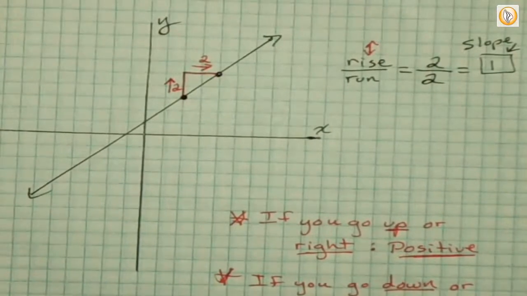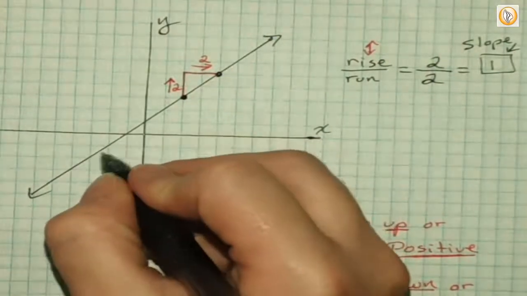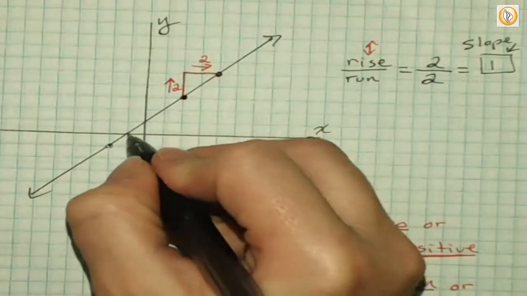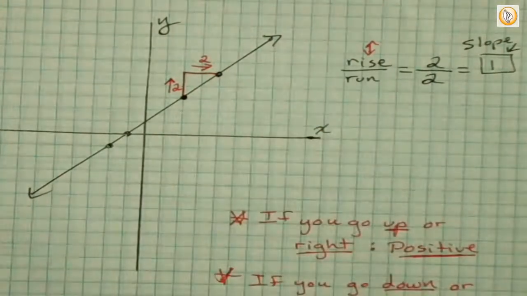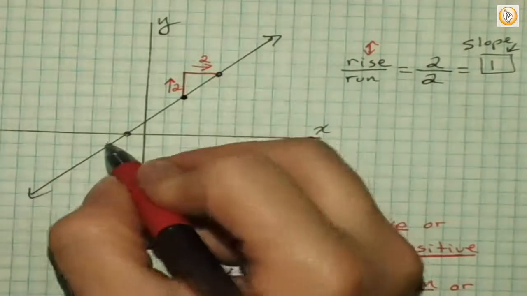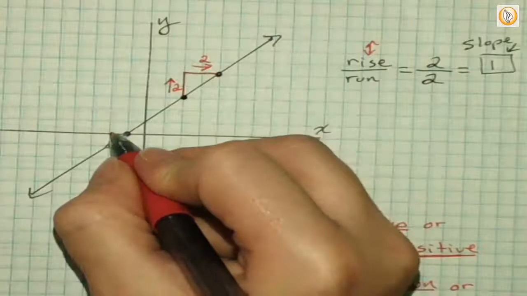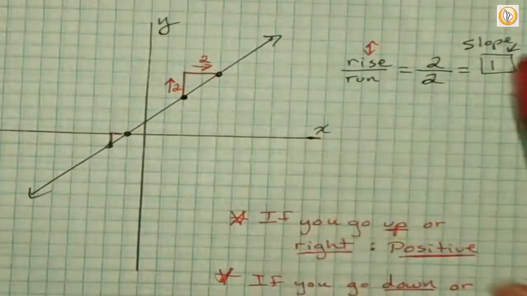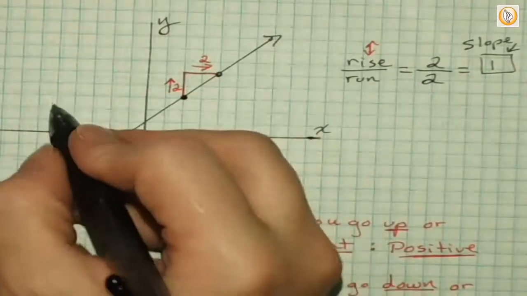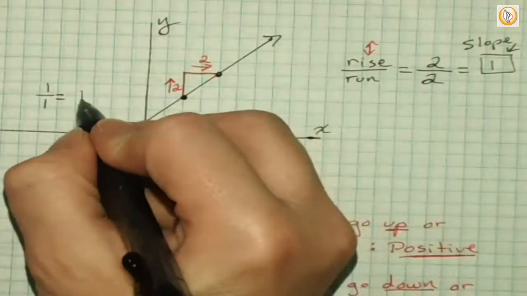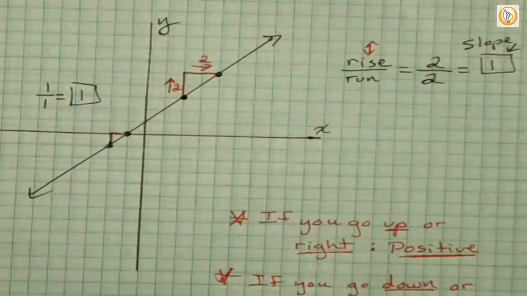Now look here. Kind of like what she did. Let's say I did from this dot here to this dot right here, because both of those are in the crossroads. How many places did I go up? 1, and right? 1. So in that case, it would be 1 over 1, which would be 1. So the slope is 1.